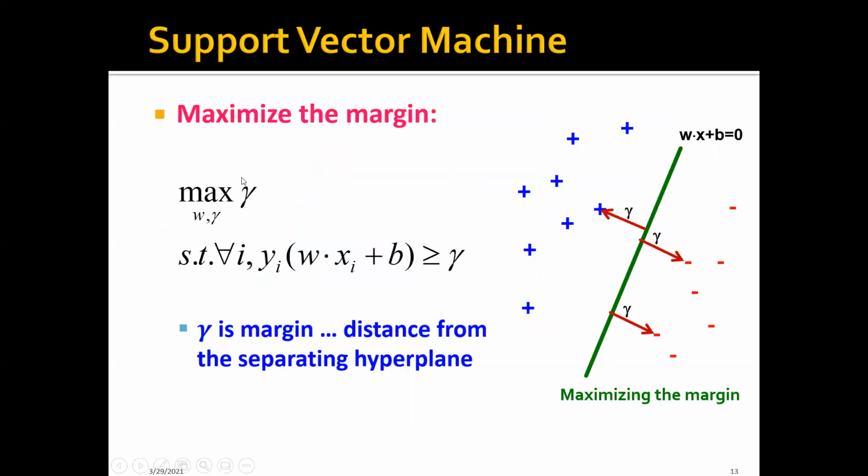And we can see that this gamma is exactly the margin, because what it says is that we're trying to maximize a gamma such that for any data point, if we calculate its confidence or its distance to the decision boundary, it has to be larger than gamma. So this basically says that gamma is the margin, which is the distance between the closest data point and the separating hyperplane.